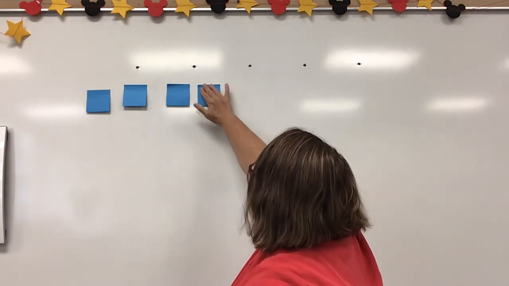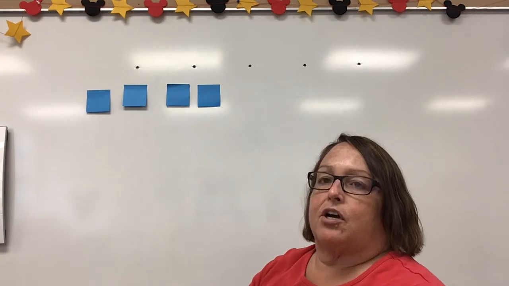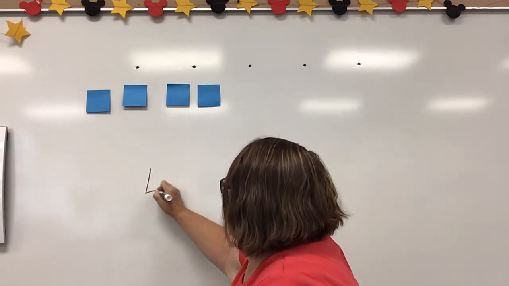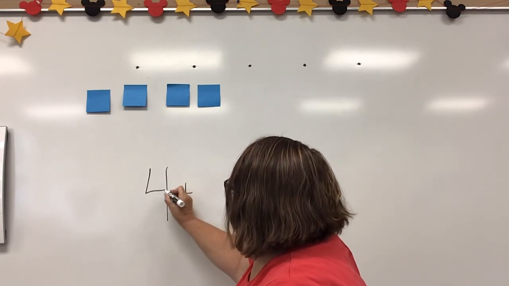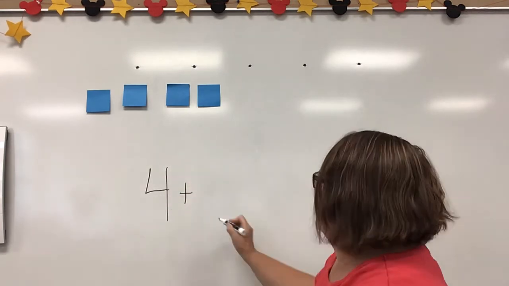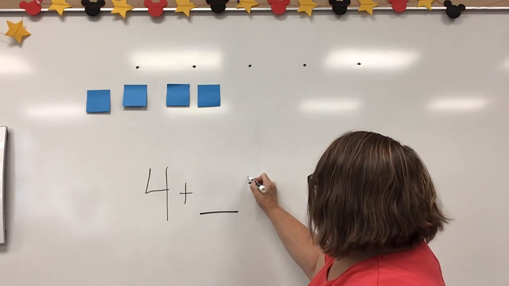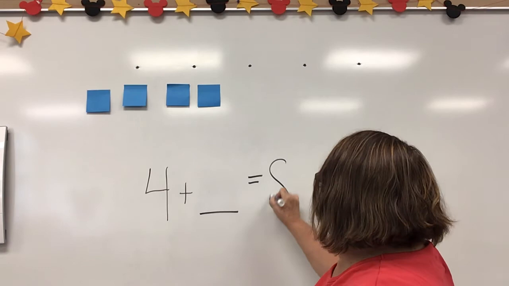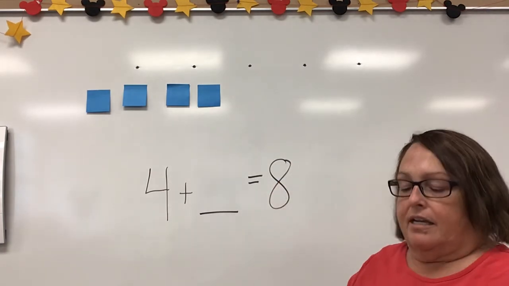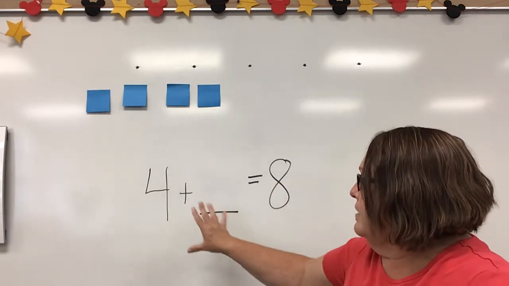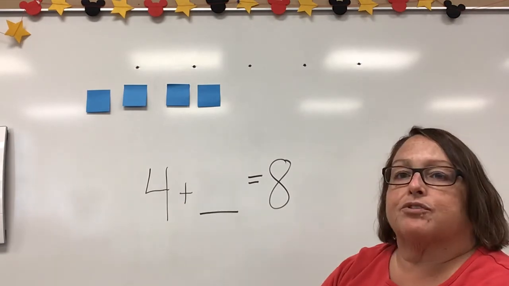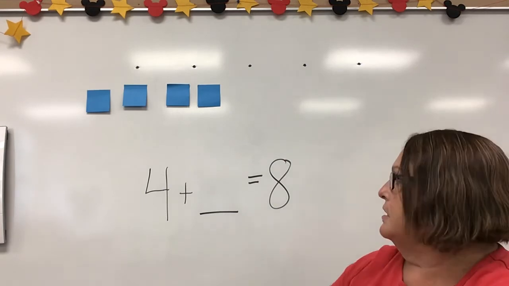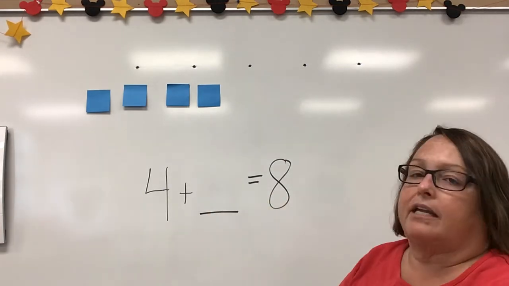This time, I'm going to start with that. And that, it's going to be that number, isn't it? 4 plus something equals 8. Okay. I'm going to give you a second. See if you can write this down. Use your counters and figure out what goes in that spot. 4 plus something equals 8.